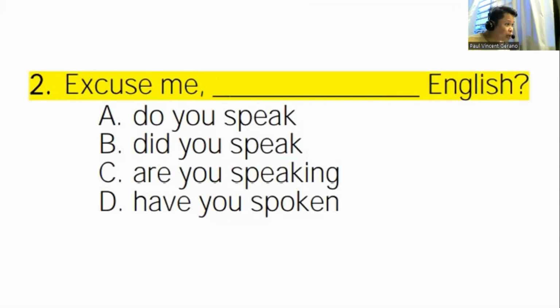Okay, Risa's answer is A, do you speak English? Ramilin's answer is also letter A. Andrew's answer is also letter A. And that is the correct answer. Excuse me, do you speak English? That's letter A. So when you talk about general ability, that is the I do form. Like she sings. The question form is does she sing? She speaks English. Do you speak English?